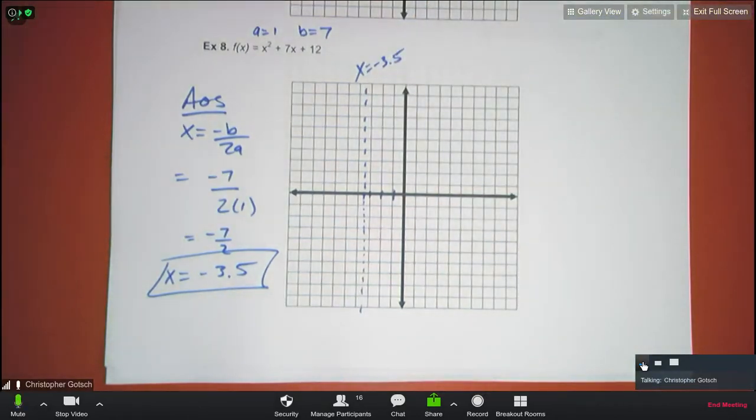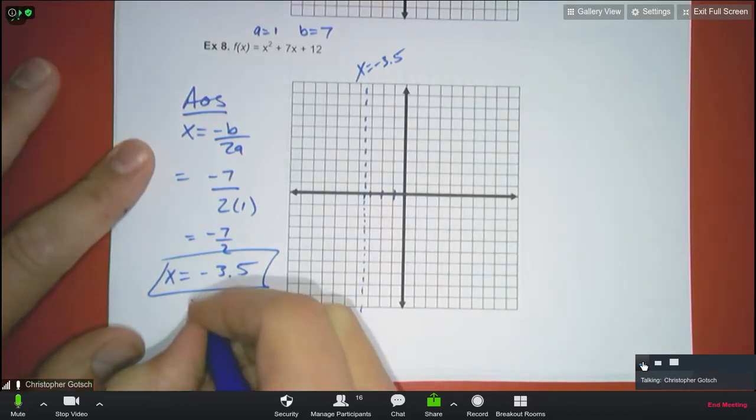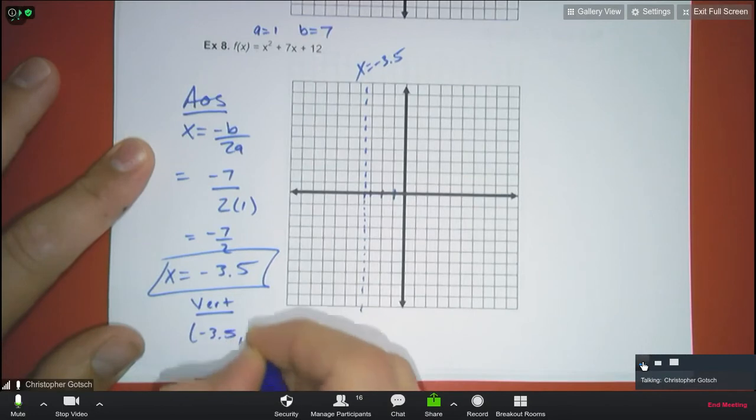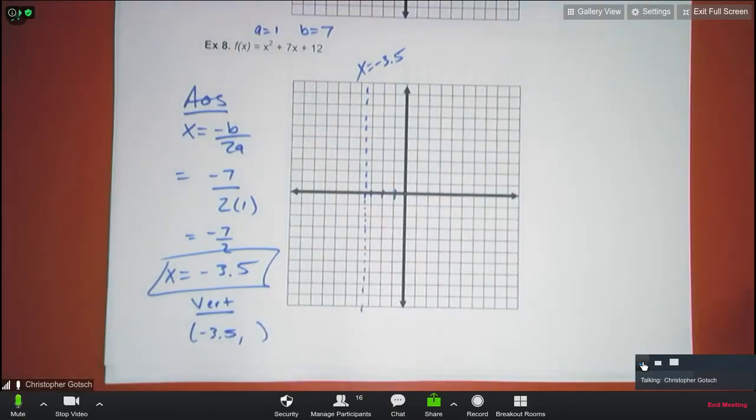Okay? Now I should know that I have a vertex that lies on that line, right? So I know I have a vertex, and that's at negative 3.5 comma something. So I've got to find that something, and this is where I could plug it in by hand.